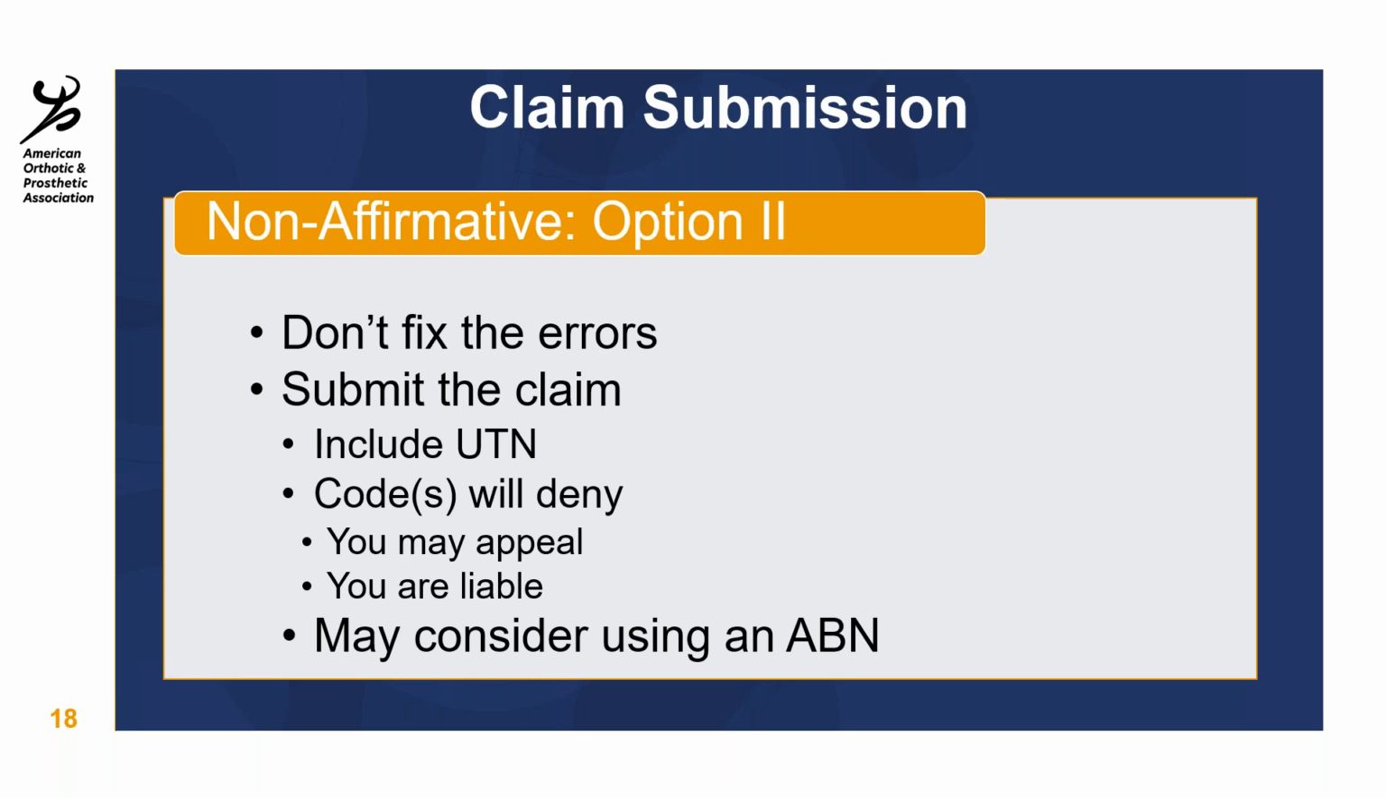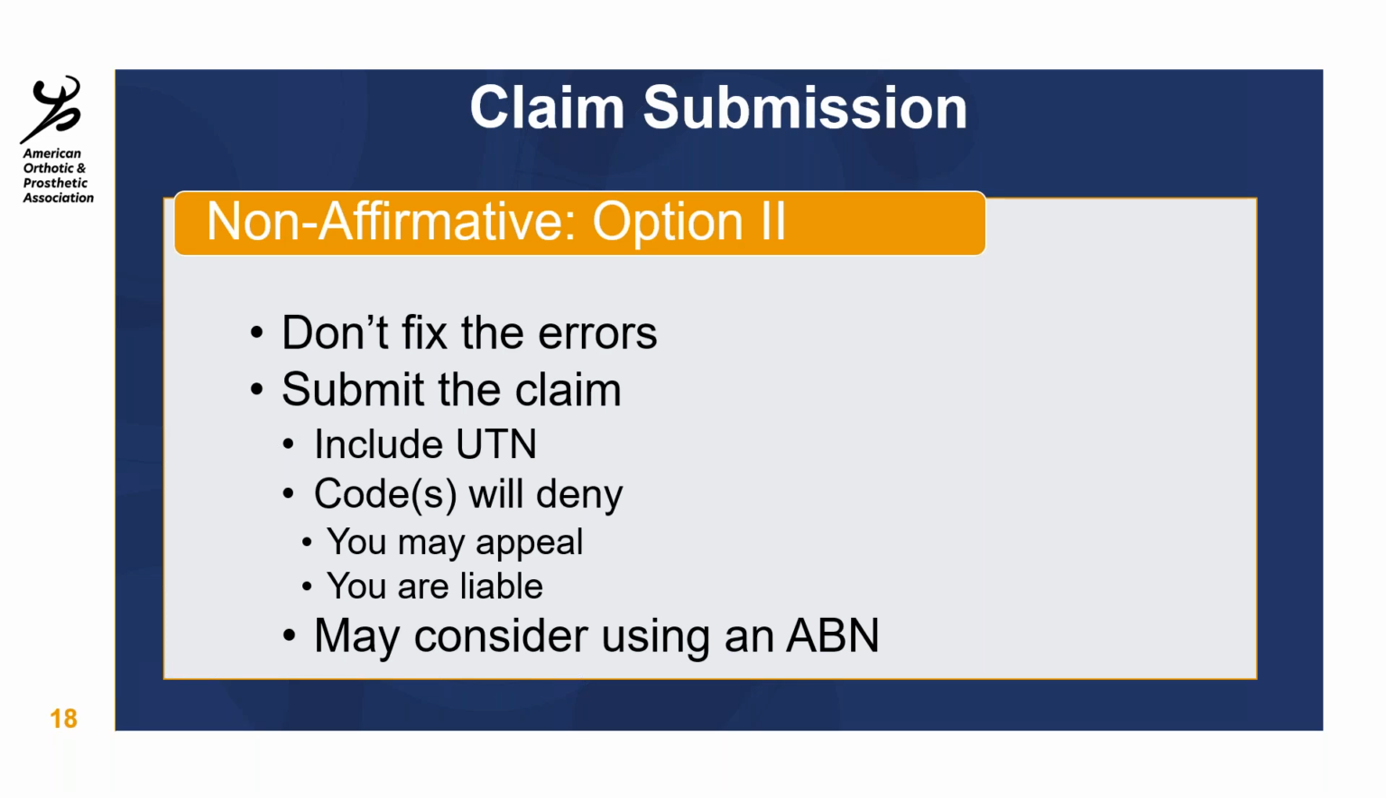Just as a reminder, if a claim for a HCPCS code subject to prior authorization is submitted without a prior authorization request and a corresponding unique tracking number, it will automatically be denied. So you may not use an ABN to try and bypass the authorization process.